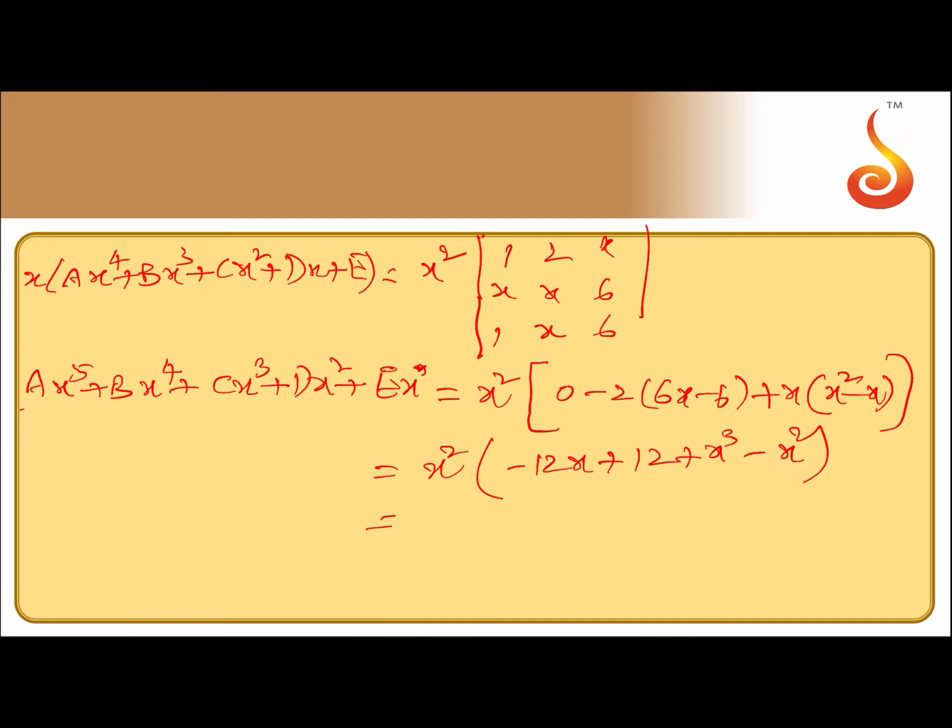And of course when you multiply x square here, you will be having x to the power of 5 minus x to the power of 4 and minus 12x cube plus 12x square. Of course, comparing both sides, you got a, b, c, d, e values, but at the same time, you can find the derivative and substitute x equals 1. So find the derivative both sides.